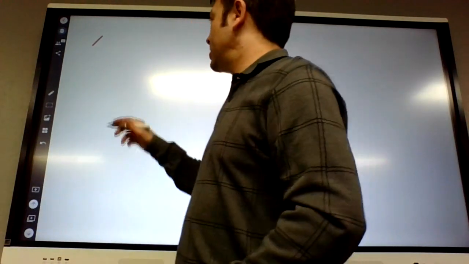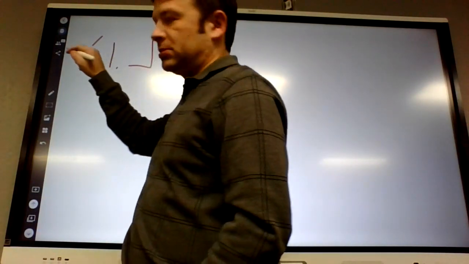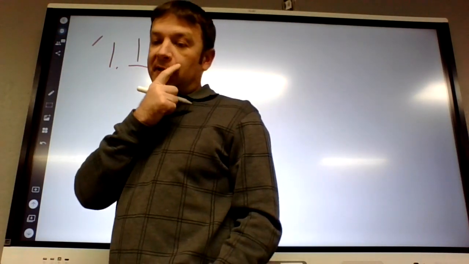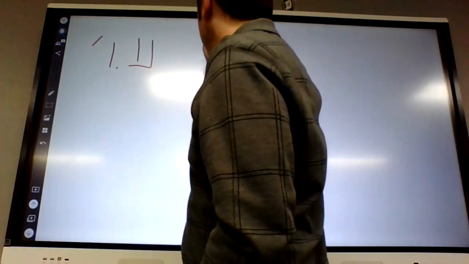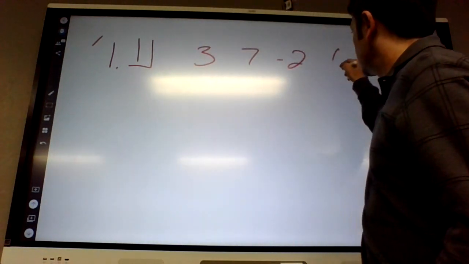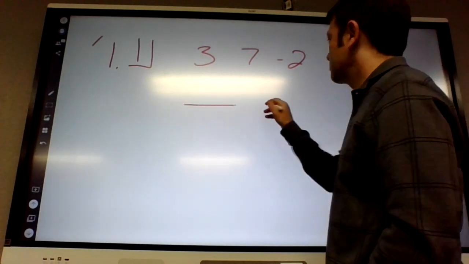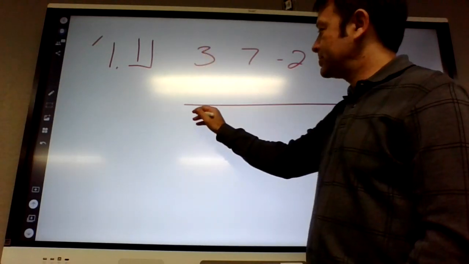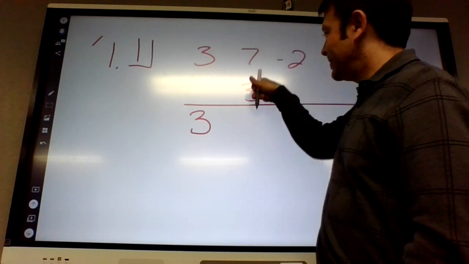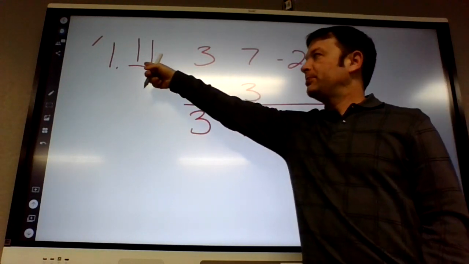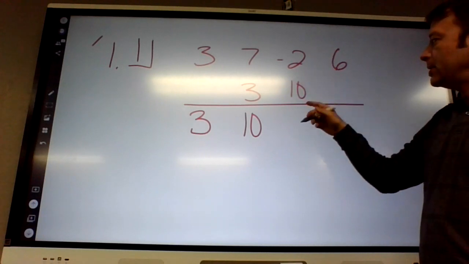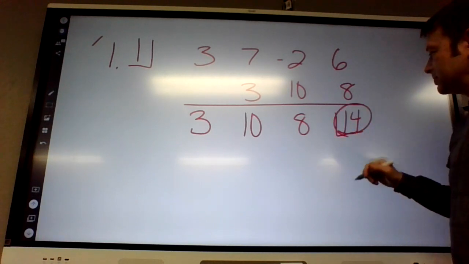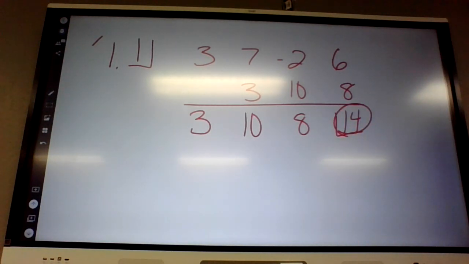So what do I put in the box? Positive 1, and then 3, 7, negative 2, 6. All right, so add down 3 plus nothing, multiply up, add down 8, multiply, add, multiply. So the remainder is 14.